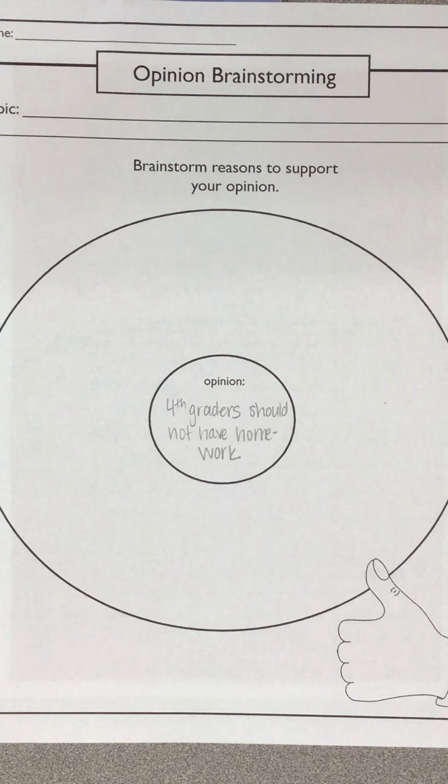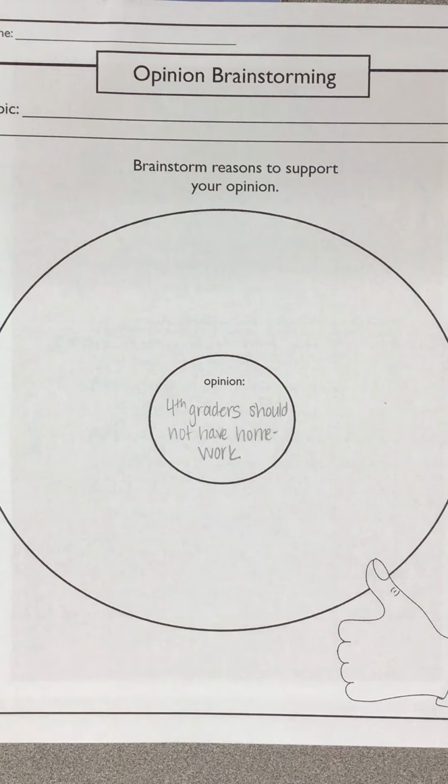Okay. Now, all around our target, this is where you brainstorm reasons. So, you think about your audience. You're persuading an adult in all of these cases, right? Maybe it's your parents, maybe it's your teacher, maybe the principal. So, you have to think of some good reasons that would be convincing for a grown-up, right? To do what you want.